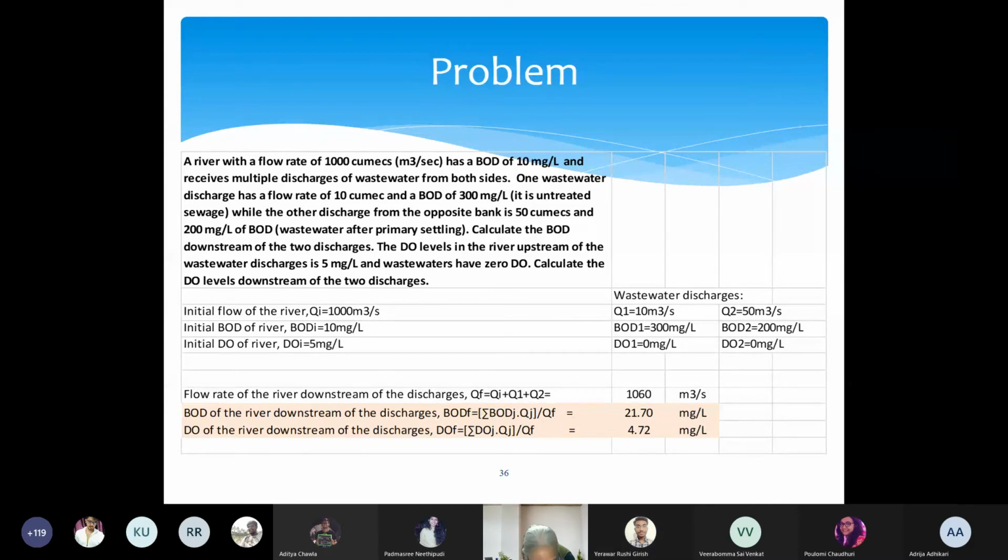Yes, ma'am. So let's assume that at point x equals 0, there are two discharges, one from the right bank, one from the left bank. So what will happen downstream and upstream? Got it? And assume instantaneous mixing at the point of discharge.